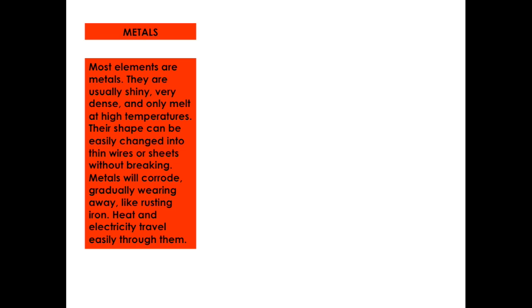Metals. Most elements are metals. They are usually shiny, very dense, and only melt at high temperatures. Their shape can be easily changed into thin wires or sheets without breaking. Metals will corrode gradually, wearing away, like rusting iron. Heat and electricity can travel easily through them. Examples are calcium, barium, and gold.